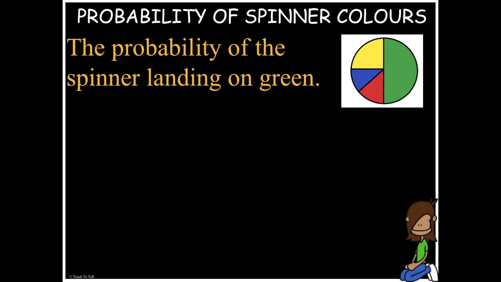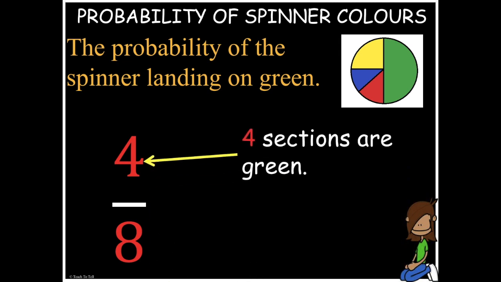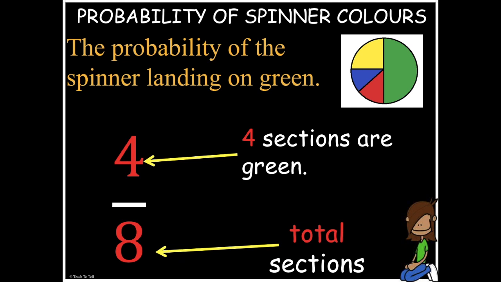So what is the probability of the spinner landing on green? You can look at it and say 1/2, but if you were to look at the total possible outcomes, it is 4 out of 8. So 4 of the sections are green, with the total number of sections being 8, and reduced to 1/2.